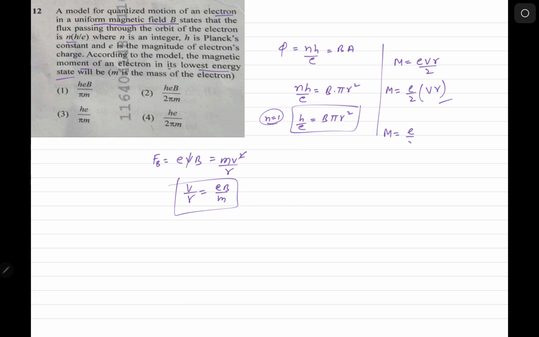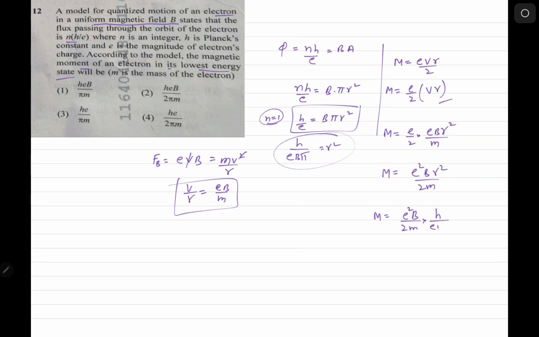So magnetic moment is e by 2 into v is eb r square by m. So this magnetic moment will come as e square b r square by 2m. And now we'll substitute this r square, because in the options there is no r square here. So e square b by 2m, and r square is r square from here, e b pi equal to r square. So I'll use this one.